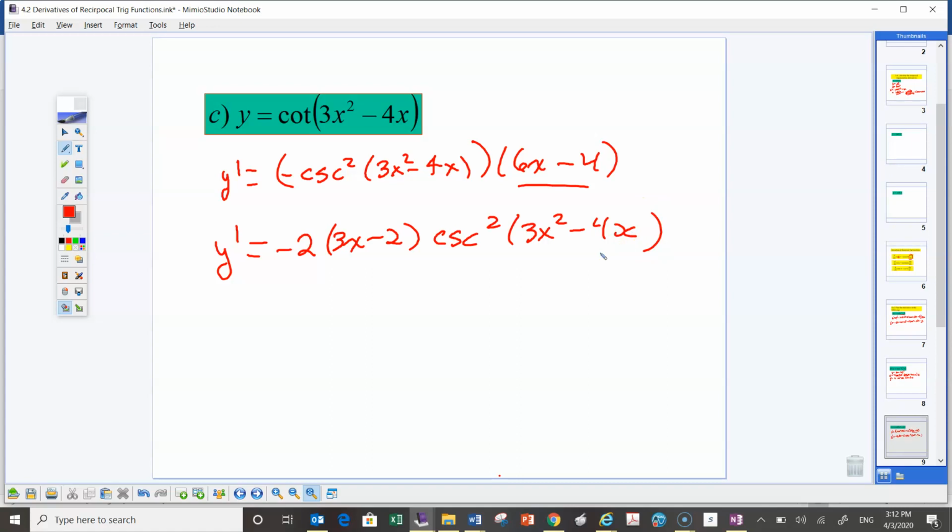So again, derivatives of the reciprocals, you just follow the pattern, similar to sine, cos, and tan, but they're just a little bit more tedious.